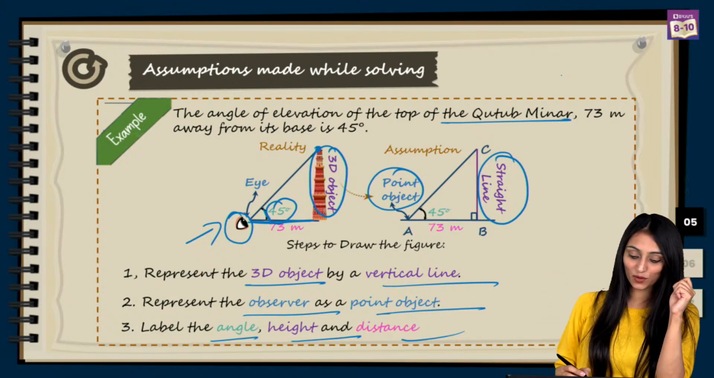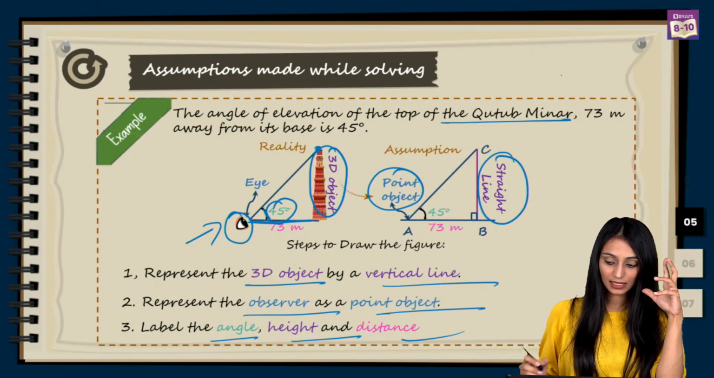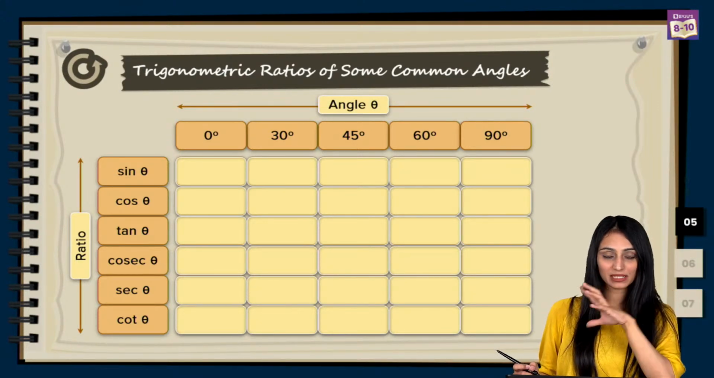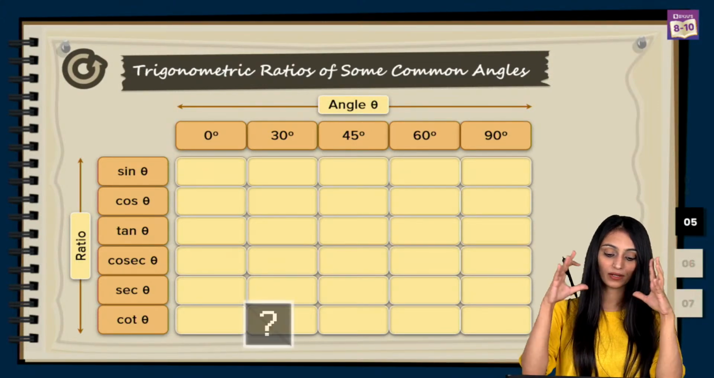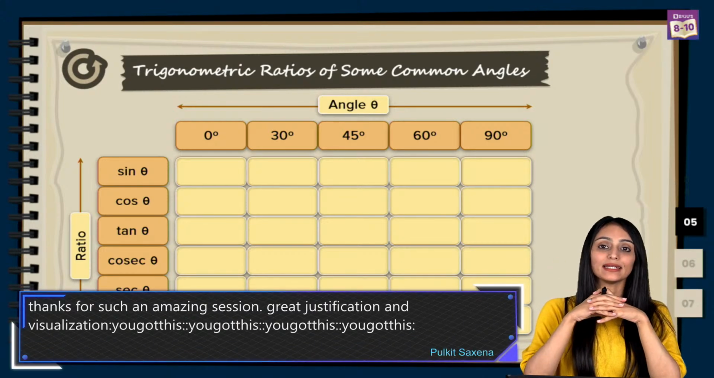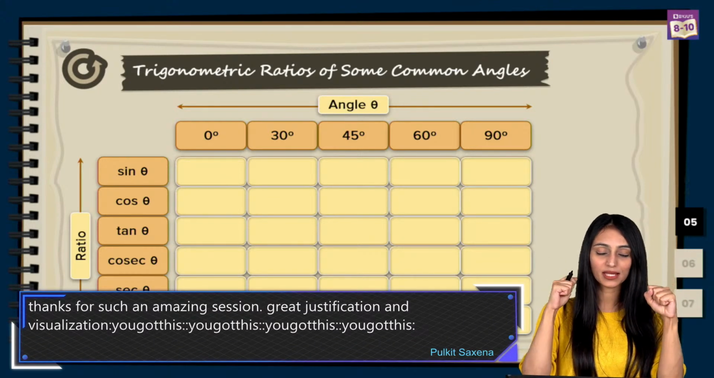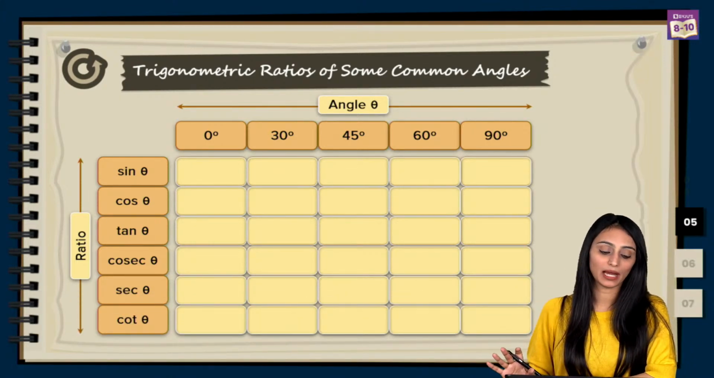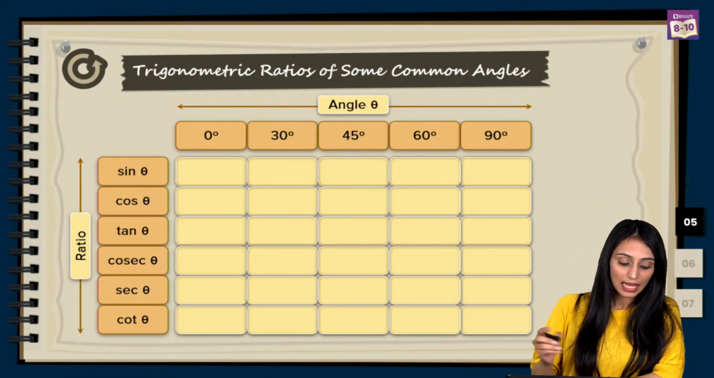All right. Let's move ahead. Now I'll be discussing how to find the trigonometric ratios. Basically, there is a table in your NCERT of trigonometric ratios for some common angles. So how to find these values? I've seen students try mugging this up. You don't need to mug it up. I'll tell you a very simple trick.